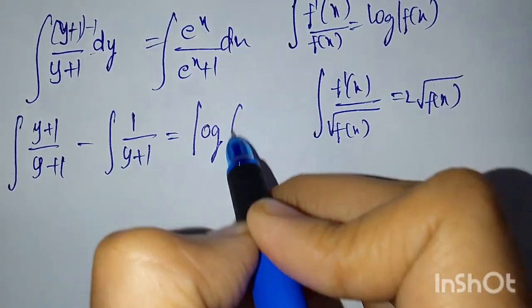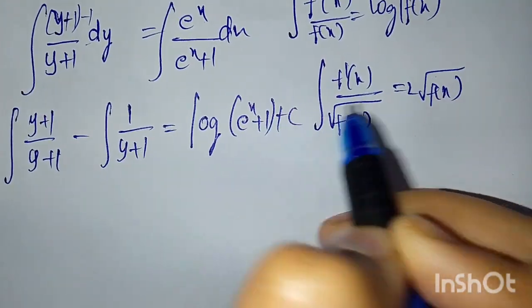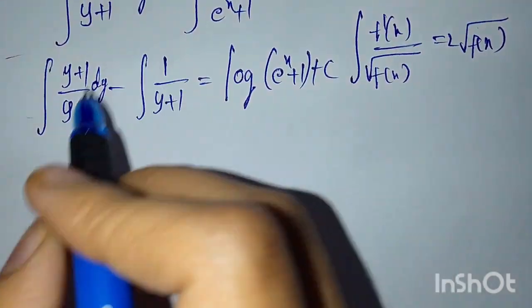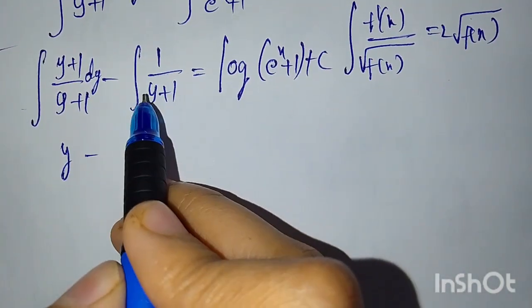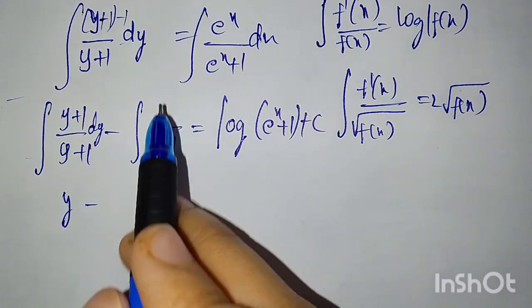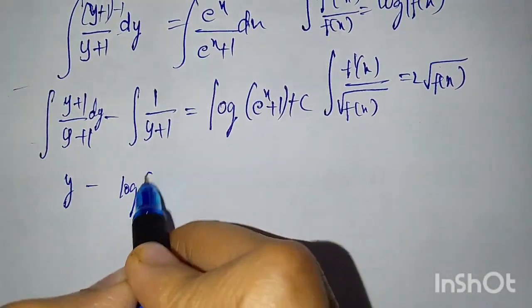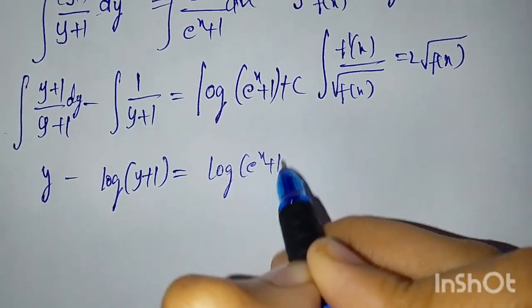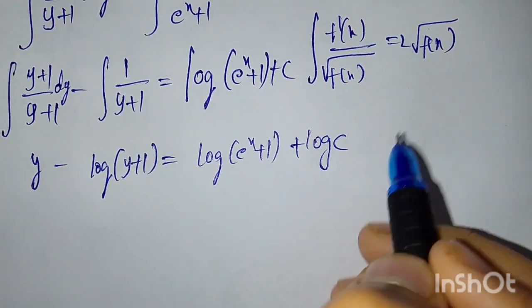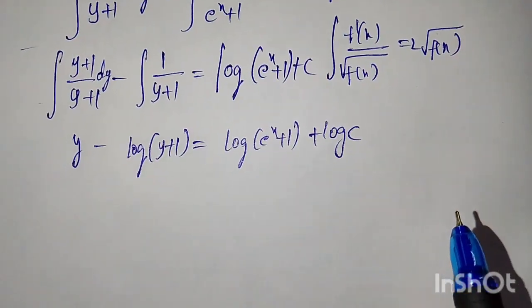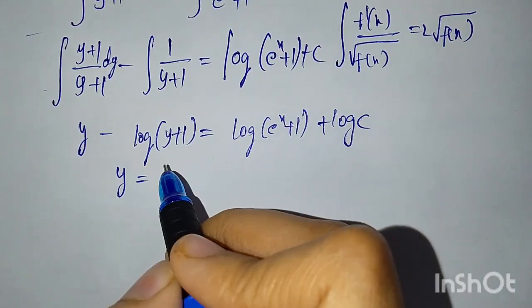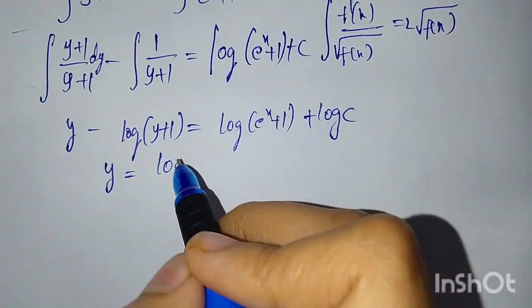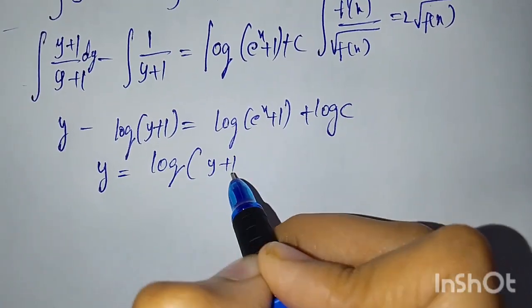Now this is the integral of 1. So integral 1 dy is y, and this is f dash of x by f of x, so log mod f of x, which is y plus 1. And on this side it is log of e power x plus 1. I can write the constant as log c also. So my solution y is equal to, if I send it to this side, I can write log a plus log b as log ab. So I will write y plus 1 equals e power x plus 1 into c. So this is your answer.